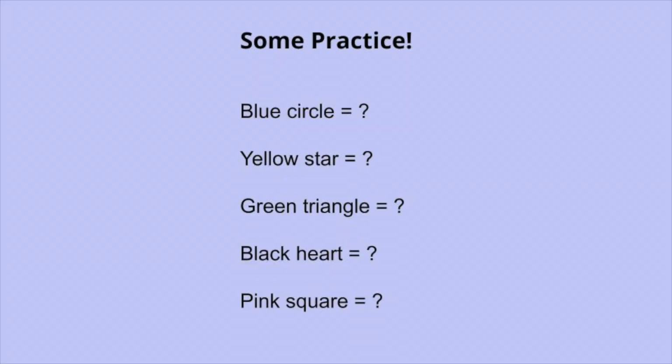So now that we've got the colors and the shapes, let's do some practice so that we can get better with this idea. Here are the phrases I would like you to translate into Spanish. We have a blue circle, yellow star, green triangle, black heart, and pink square. Remember the things we talked about earlier, how the noun comes first, then the adjective. Remember how we talked about changing the adjective to match the gender of the noun. Feel free to rewatch that part of the video if you need to. Then pause the video here so you can do this practice, and I'll show the answers in just a few moments.